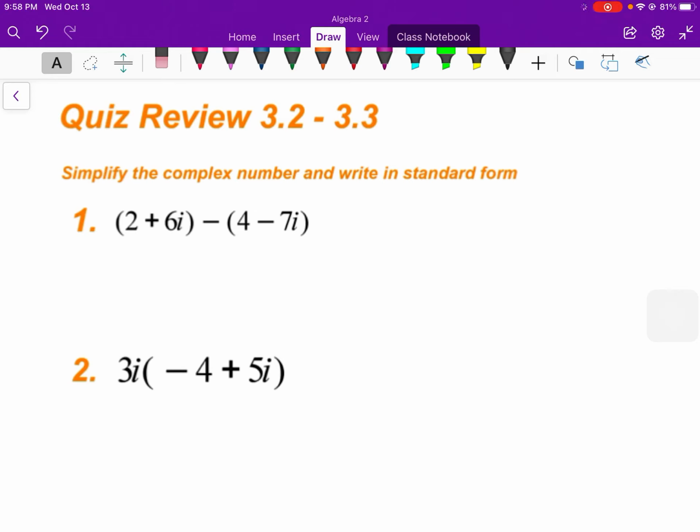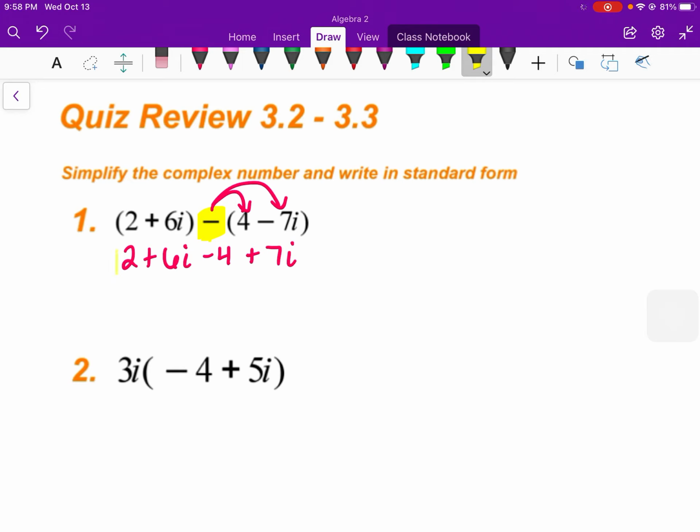So here we go. Simplifying complex numbers. Okay, if we have 2 plus 6i and a 4 minus 7i, and there is an addition or a subtraction between the two, make sure that you are subtracting. A lot of times we're always multiplying, so be careful. This means that you're subtracting. With subtraction, you do have to distribute the subtraction to both. So minus 4 and then minus a negative 7i will be plus 7i.